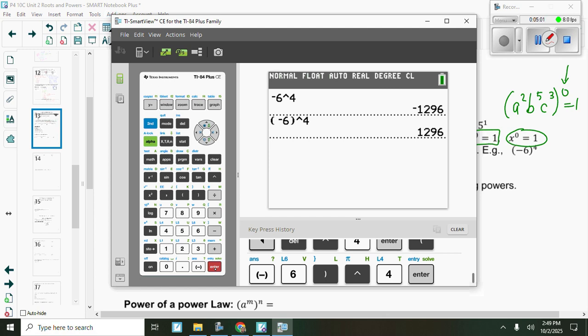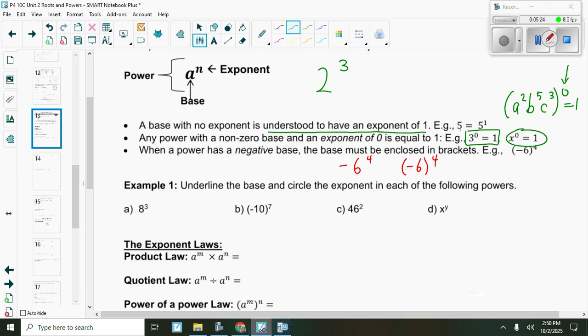Sometimes I'll give you a question where the negative will be out in front, and sometimes the negative will be inside the brackets. You need to know what that means and how they're different. Sometimes you know in your head what you're supposed to do, but then you enter it wrong into your calculator, and so it's a calculator error. I want to make sure that we don't have any calculator errors. So these two do not equal each other.